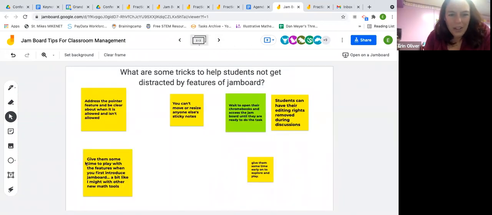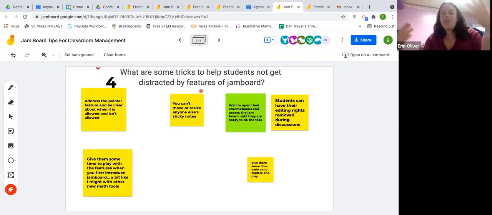Address the pointer feature and be clear when it's allowed and not allowed. That is the most distracting feature, particularly because as long as I'm using the pointer right now, you won't see it on your own Jamboard until I let go. And then all that squiggling will show up on your screens. It's so distracting. So that's when I remove students' editing rights if I find them using the laser to distract people.